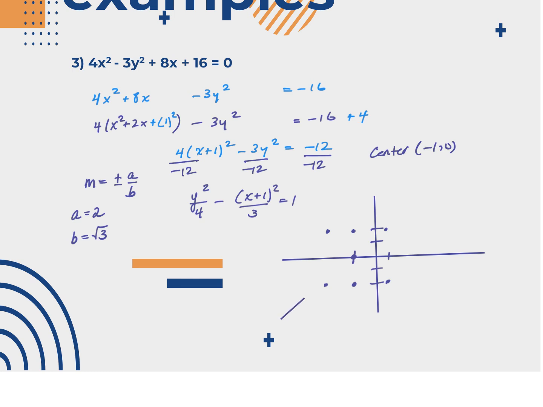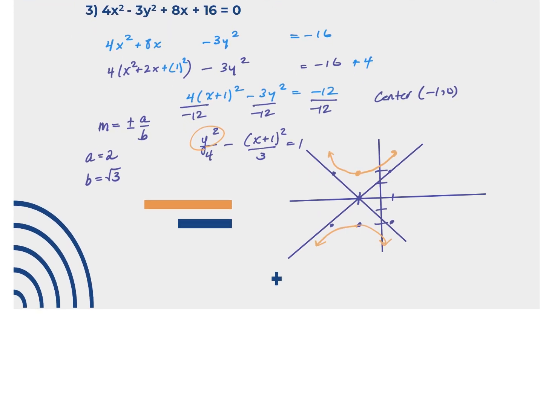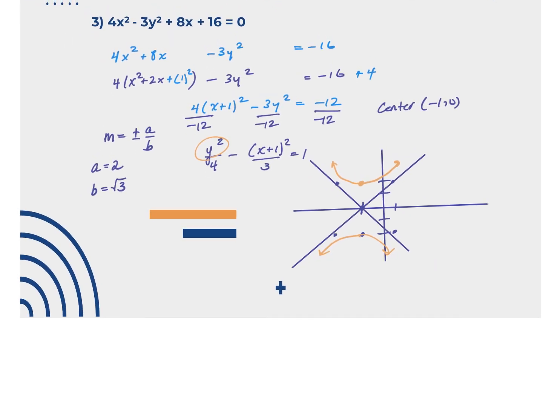You can draw your asymptotes like that, okay? And then it's on the vertical, right? Because this is first, like that and like that. All right, so let's go ahead and label our points here. So the vertices are going to be, so the center's at negative 1, 0. So the vertices are negative 1, 0 plus or minus the a value, which is 2. So negative 1, 2, and then negative 1, negative 2.